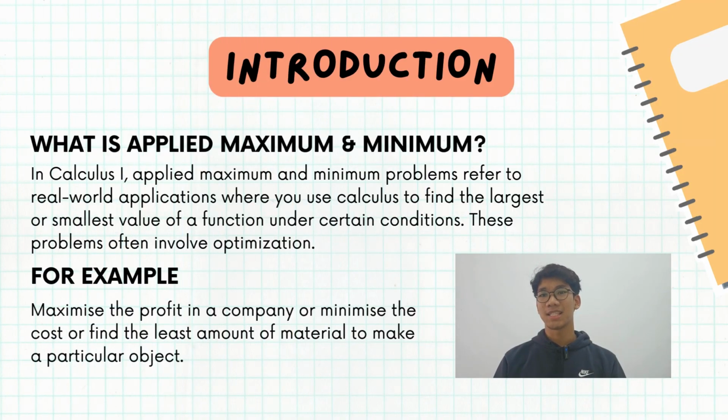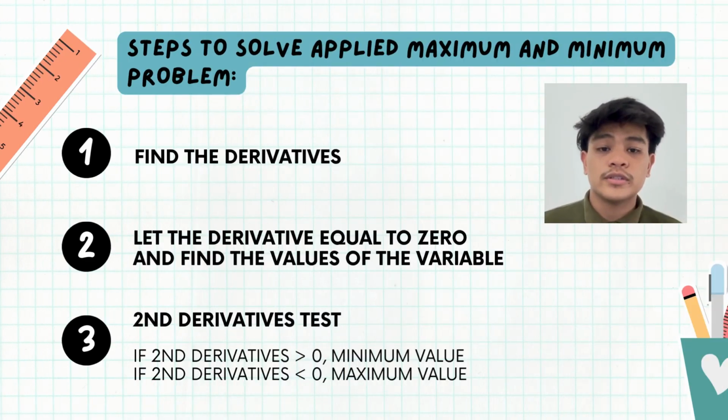What is applied maximum and minimum? In Calculus 1, applied maximum and minimum problems refer to real-world applications where you use calculus to find the largest or smallest value of a function under certain conditions. These problems often involve optimization. For example, maximize the profit in a company, minimize the cost, or find the least amount of material to make a particular object.